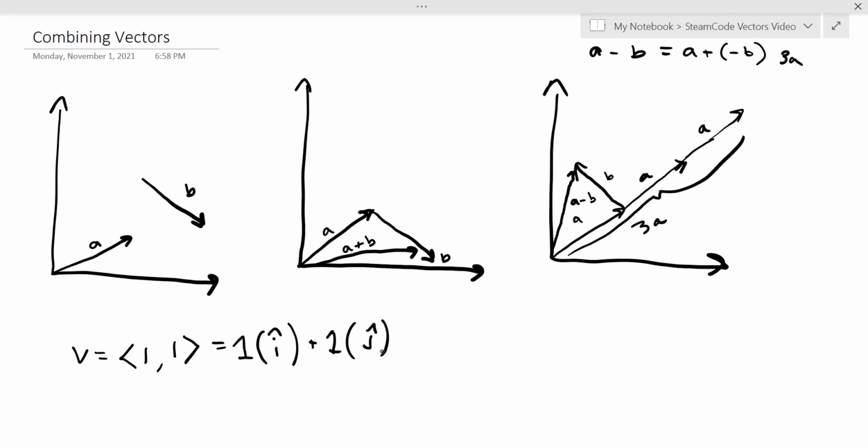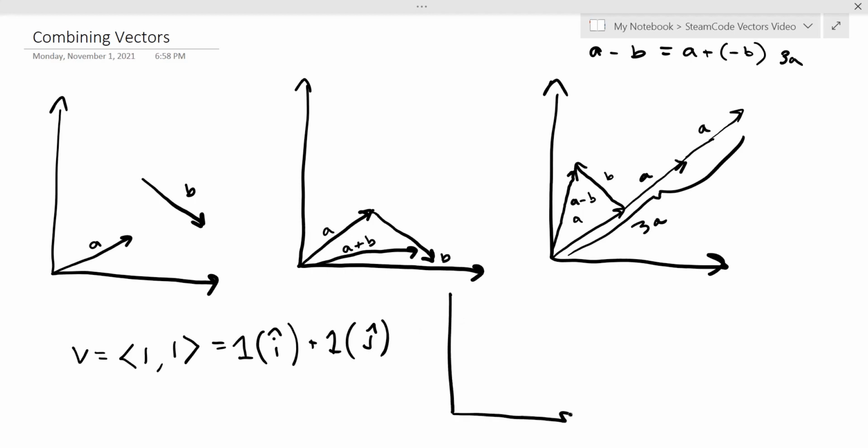So i and j are what's called unit vectors. And unit vectors are vectors that only have a magnitude of 1. And these are special vectors, as you can see from the hat, because they only point in the x or y direction. So i will always point in the x direction, and j will always point in the y direction.